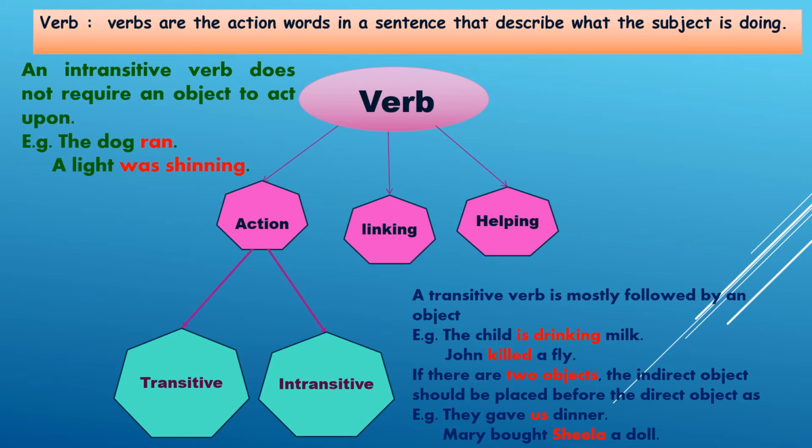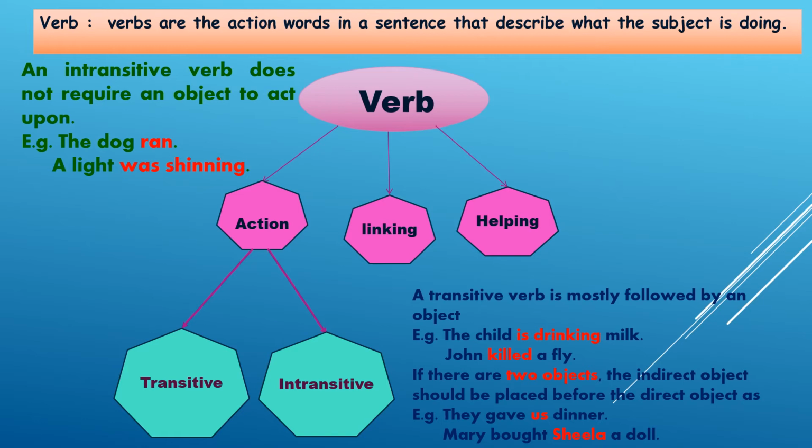So the easy way to find out is ask the question like this: they gave us dinner. So first question, they gave us what? The answer is dinner. So dinner is the direct object. The next question, they gave dinner to whom? The second question, the answer is us. So now you understood the indirect object will come first and then comes the direct object. So for the direct object ask the question what, and for the indirect object ask the question whom.